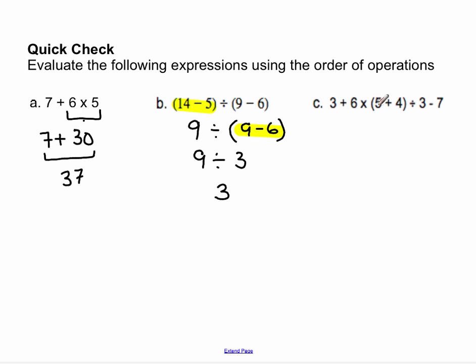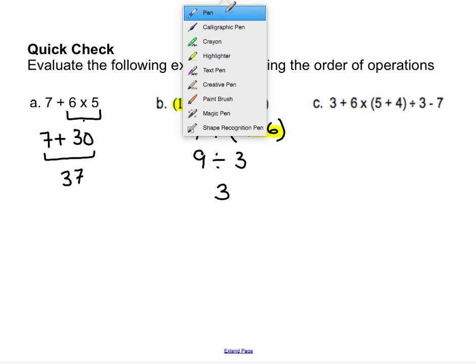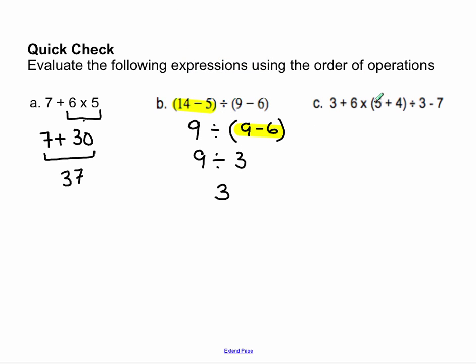Okay, so I'm going to do the 2 different techniques in this one. If you like the highlighter, we know we do brackets first. So we're going to go 3 plus 6. Again, don't change the order. All we're doing is replacing what's highlighted with the answer. So 5 plus 4 is equal to 9. Everything else drops. That's a division and a subtraction.